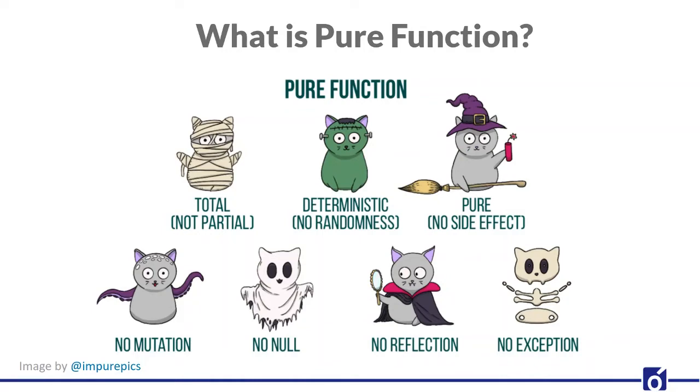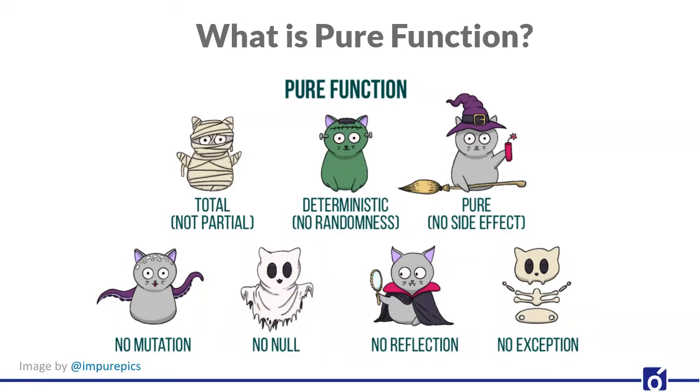We can use different containers here, like Option. We can use Either, we can use Try, but we have to use something in order to make it total. Then there should be no randomness, it should be deterministic. Then obviously no side effects, it should be pure.